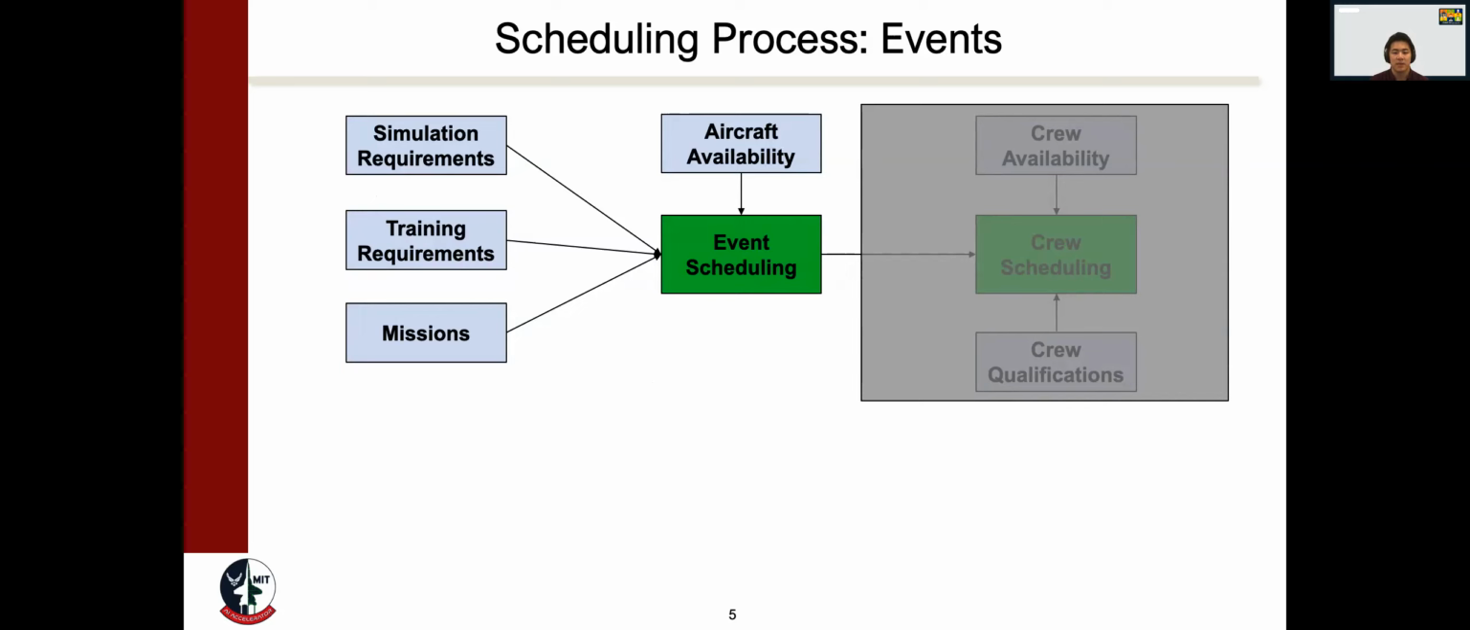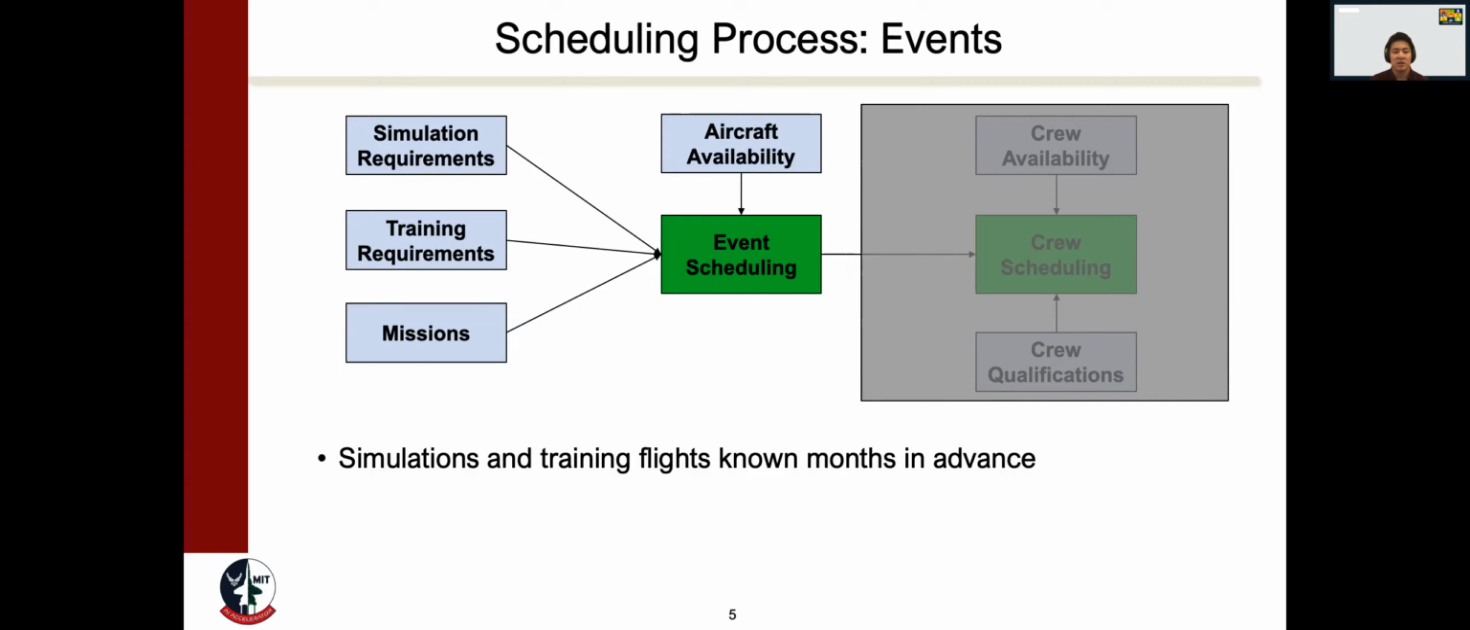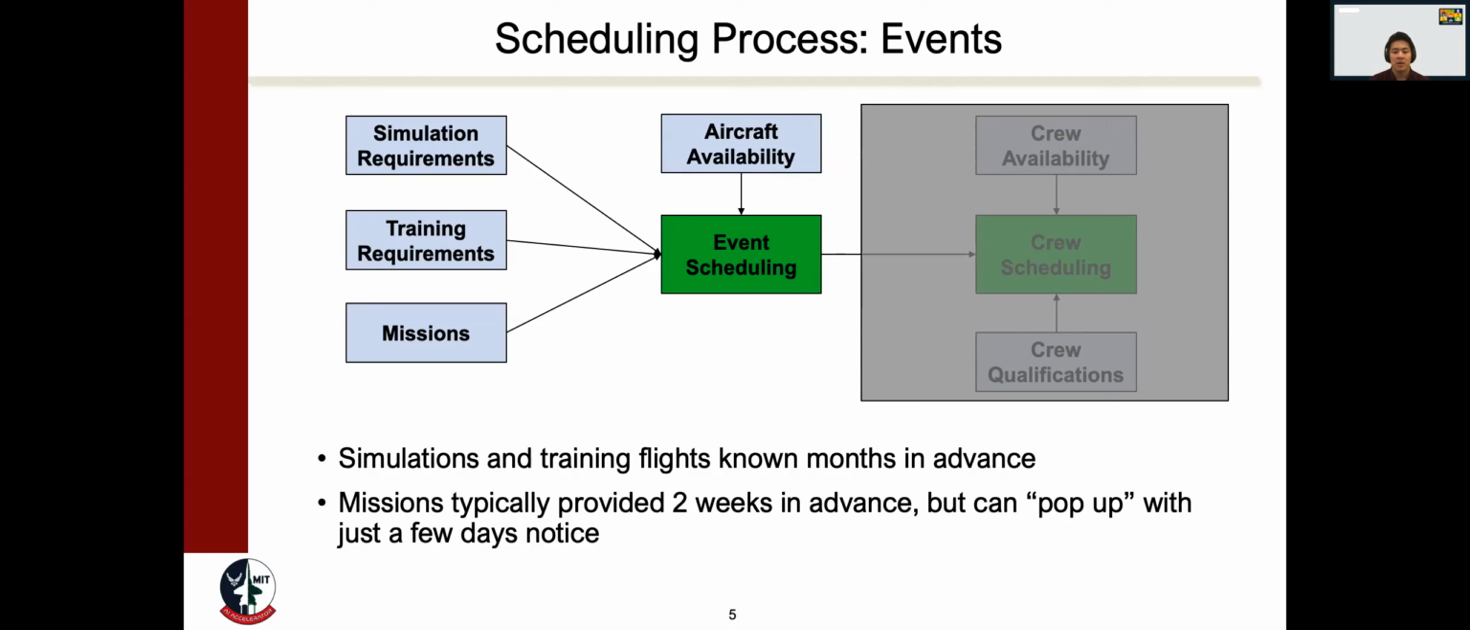Focusing on event scheduling, there are 3 main types of events: simulations, which happen on the ground, training flights, and missions. Simulations are generally managed by contractors, and the Air Force pays them for time on the sims, so these are known well in advance. In addition, there's not much flexibility in moving these events around. Training flights are also scheduled well in advance. Missions have a shorter lead time, and urgent missions often pop up with little notice, throwing previously made schedules into disarray.